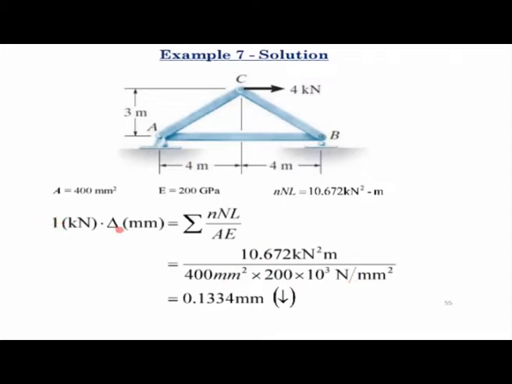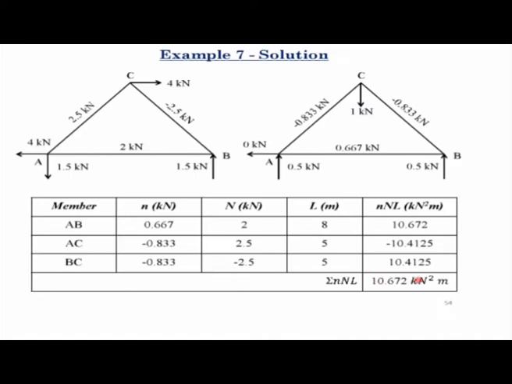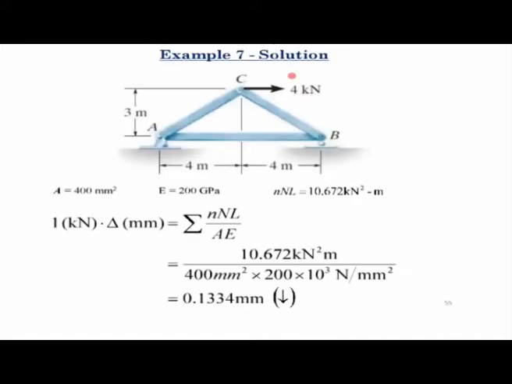So if you put that, 1 times the deformation of the truss at C in the downward direction due to the external load is equal to summation of nNL over AE. Now summation of nNL from the previous slide came out to be 10.672. If you go back, you can see that is where we are getting that 10.672 from. So that divided by 400 and 200 times 10 to the power 3 is the value of E. So that comes out to be 0.1334 millimeters. So that is the vertical deflection of the truss at this point C.